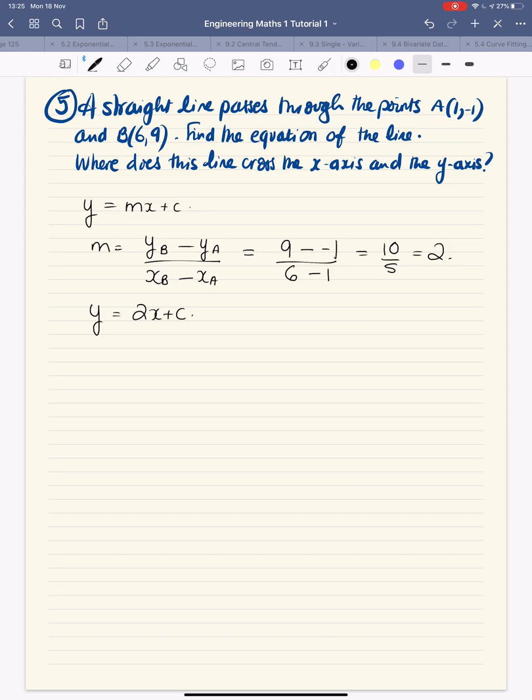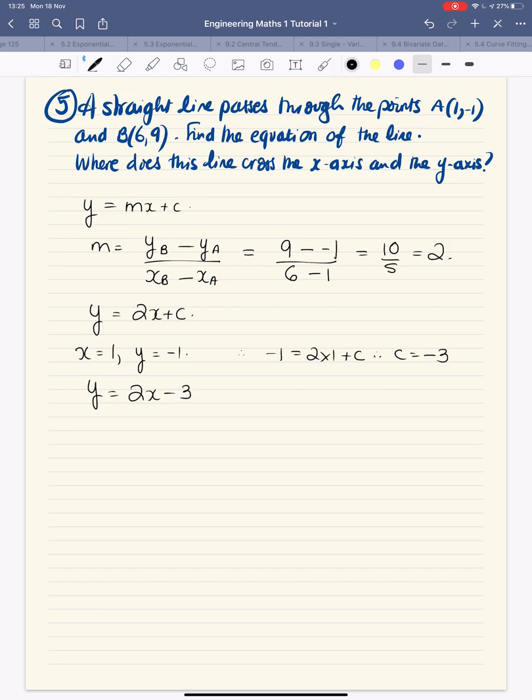And then we substitute. We've got when x is 1, y is minus 1. So therefore minus 1 is 2 times 1 plus c. Therefore c has to be minus 3. So y equals 2x minus 3. You can check with either one.